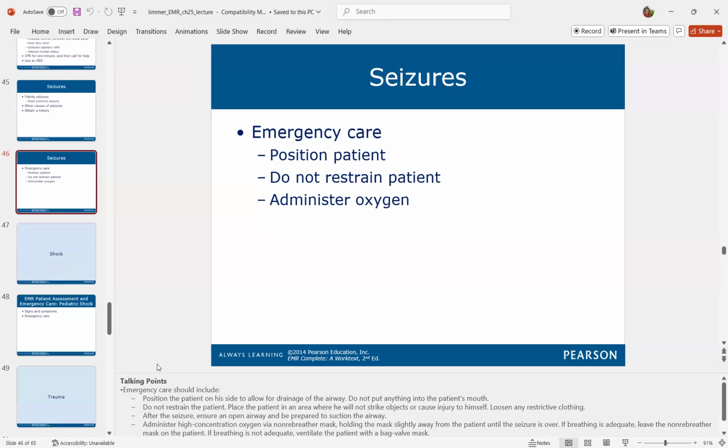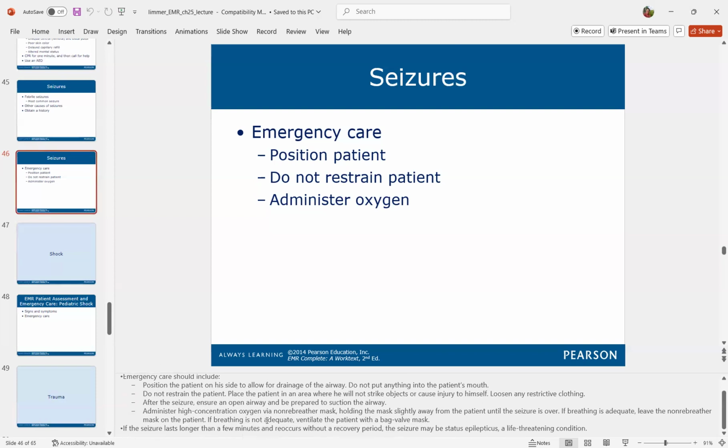After the seizure, open their airway. Prepare to suction the airway out. High flow oxygen by a non-rebreather mask would be good. We can hold the mask slightly away from them until the seizure is over, so we can start getting them oxygen while they're actually having a seizure. If breathing is adequate, we're going to leave the non-rebreather mask on the patient. If it's not adequate, we're probably going to have to get the bag valve mask out and start bagging them to get them some oxygen.